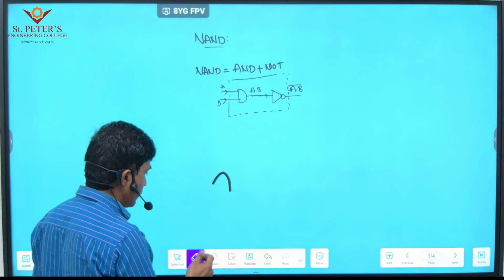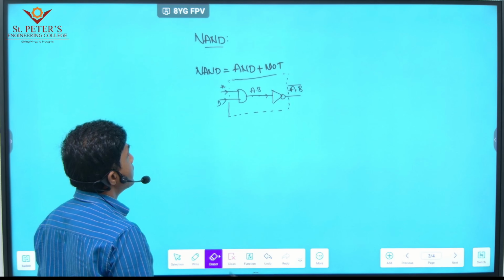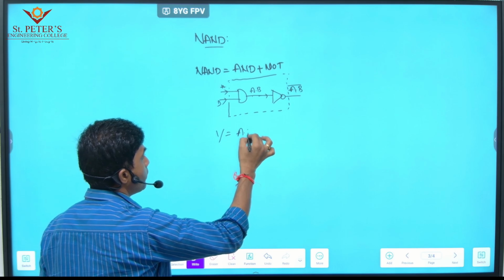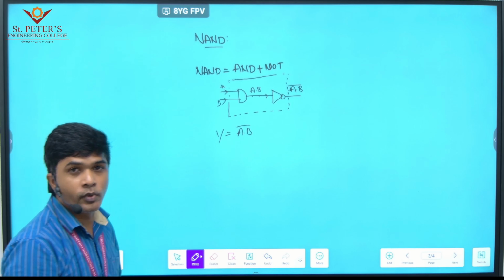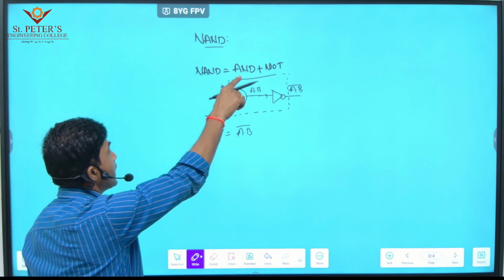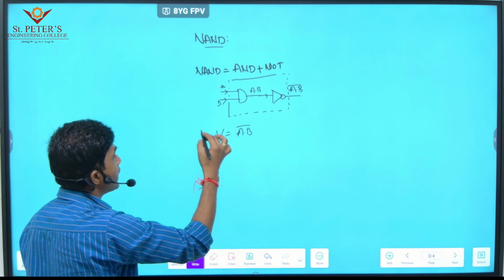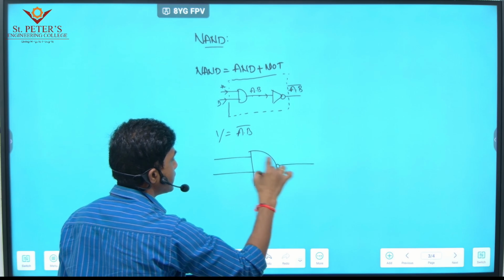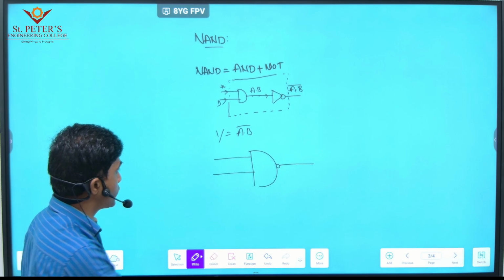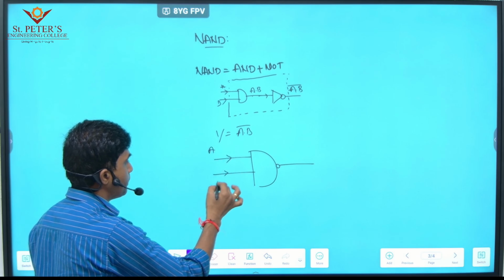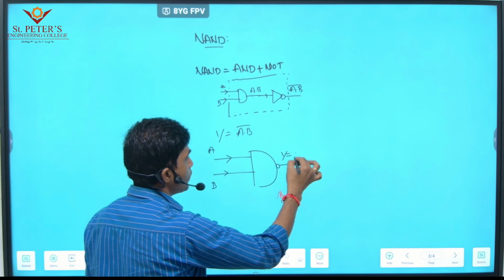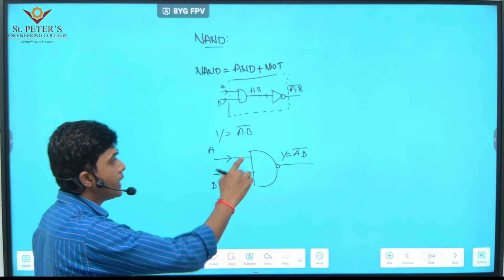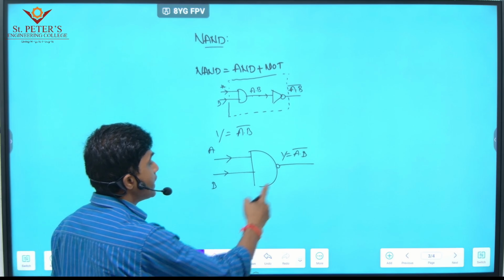So for NAND gate, the relation is Y is equal to A dot B whole bar. This is the output equation for NAND gate. So connect AND gate with the NOT gate. The actual symbol of NAND gate is like this. So this is the symbol of NAND gate, that is AND gate with a bubble at your output side. A and B are the inputs and Y is equal to A dot B whole bar. So if I keep a bar on your A dot B, that becomes your NAND gate result.